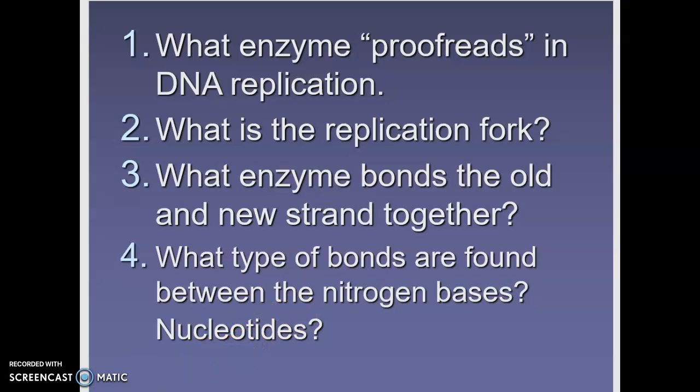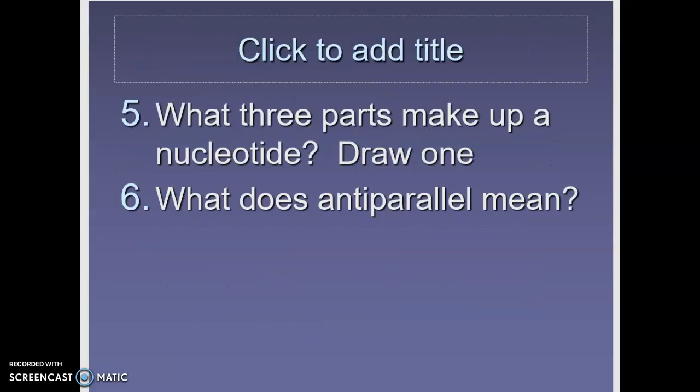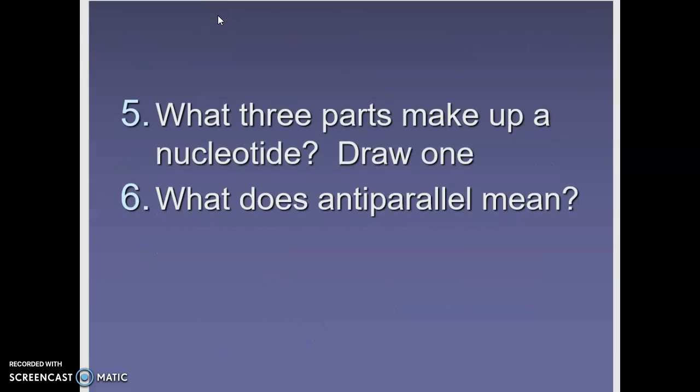Once again, work with your partner. Let's move on to the next 2 questions. Number 5, what 3 parts make up a nucleotide? So I want you to draw one, and then you can just label what those parts are. So what parts make up a nucleotide, and draw one.